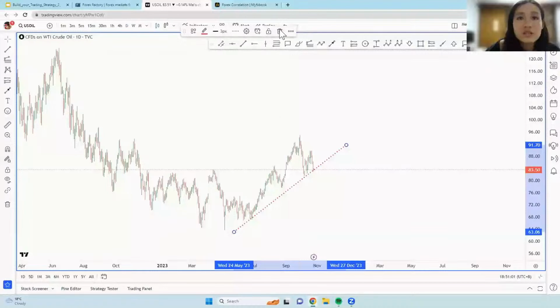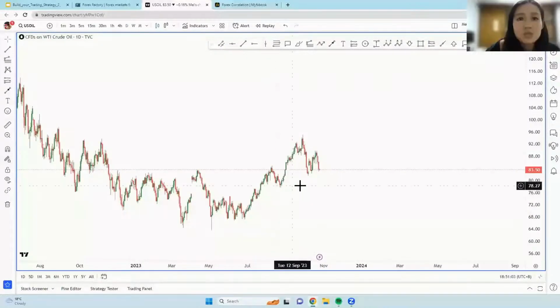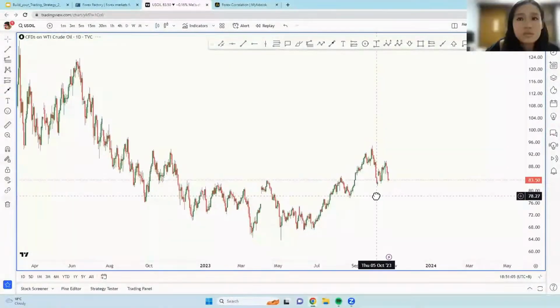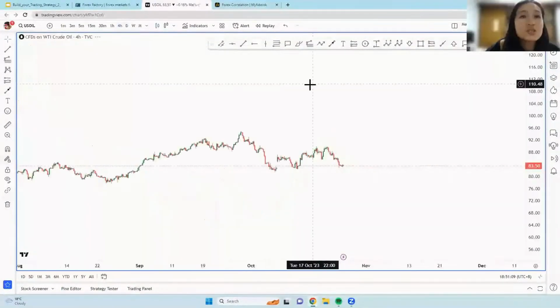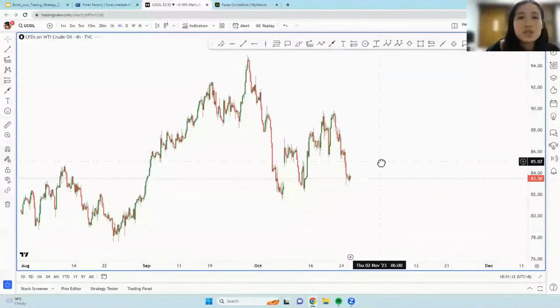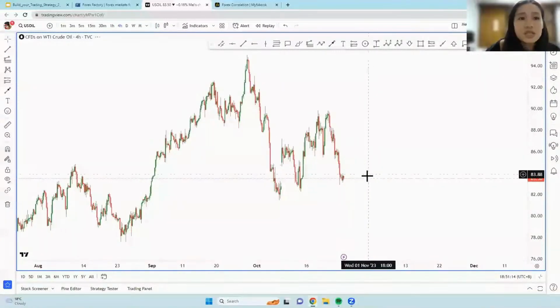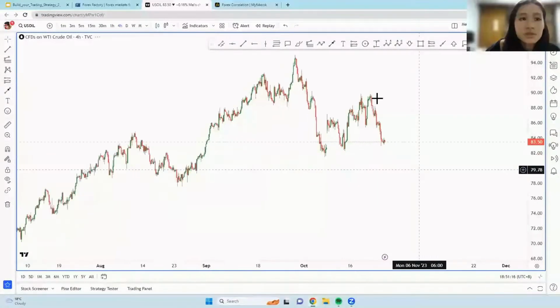Okay, no trend line, but also pretty bullish. If we just look at the trend alone. But here is pretty bearish.